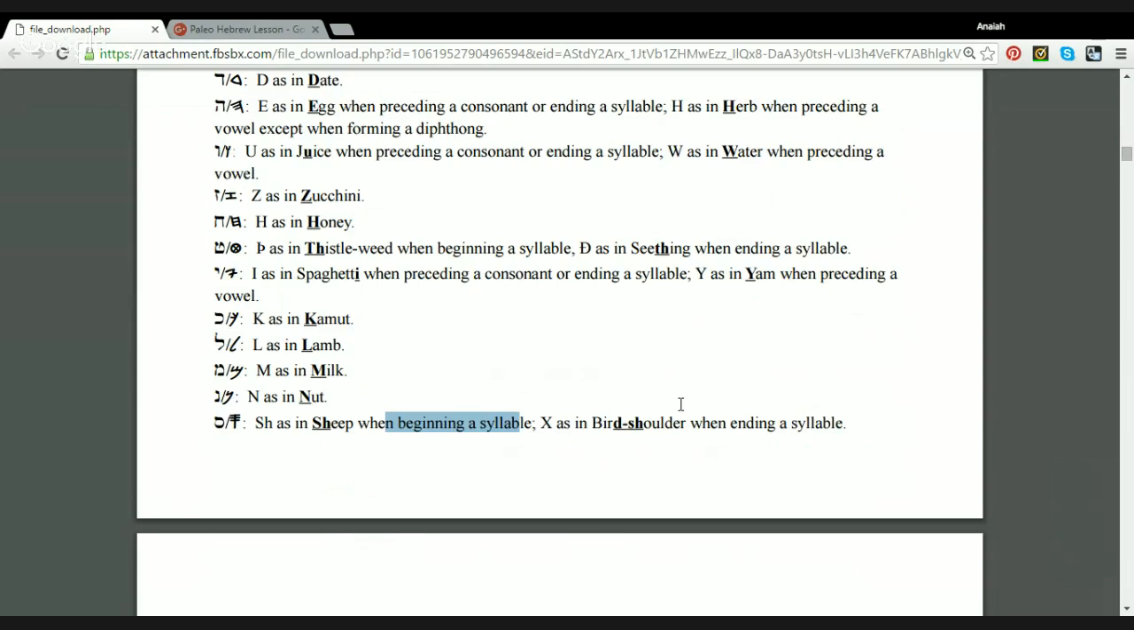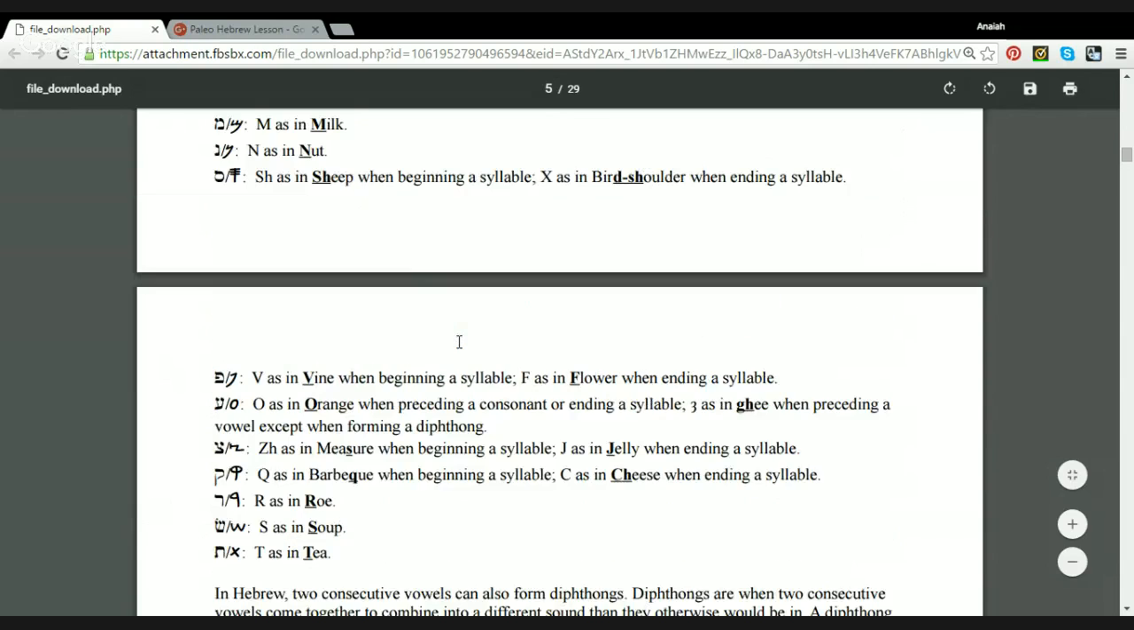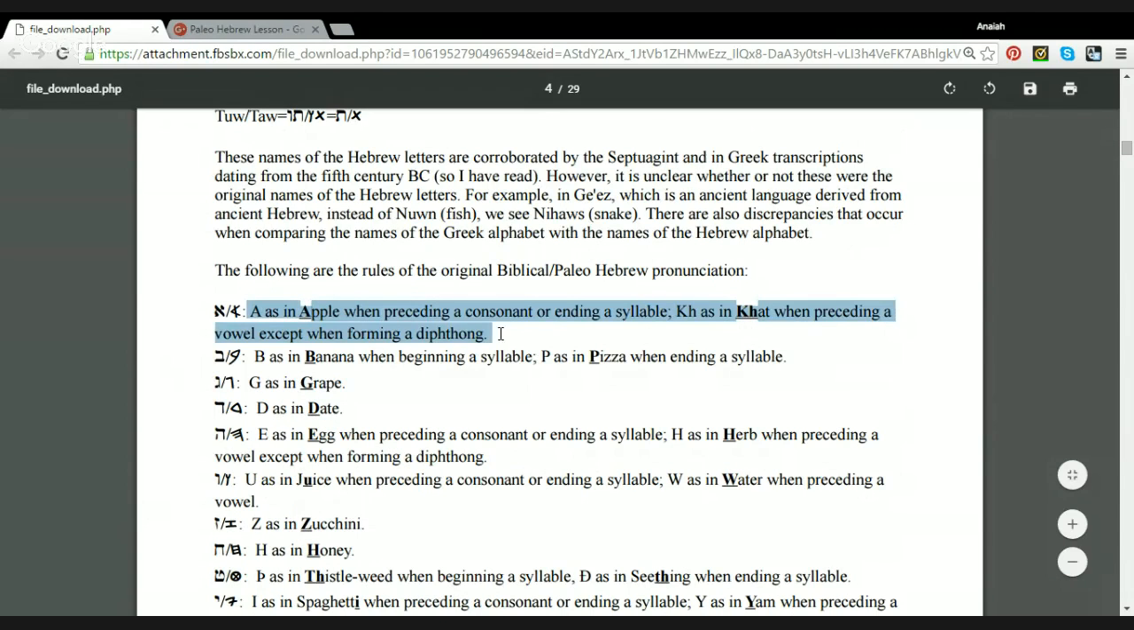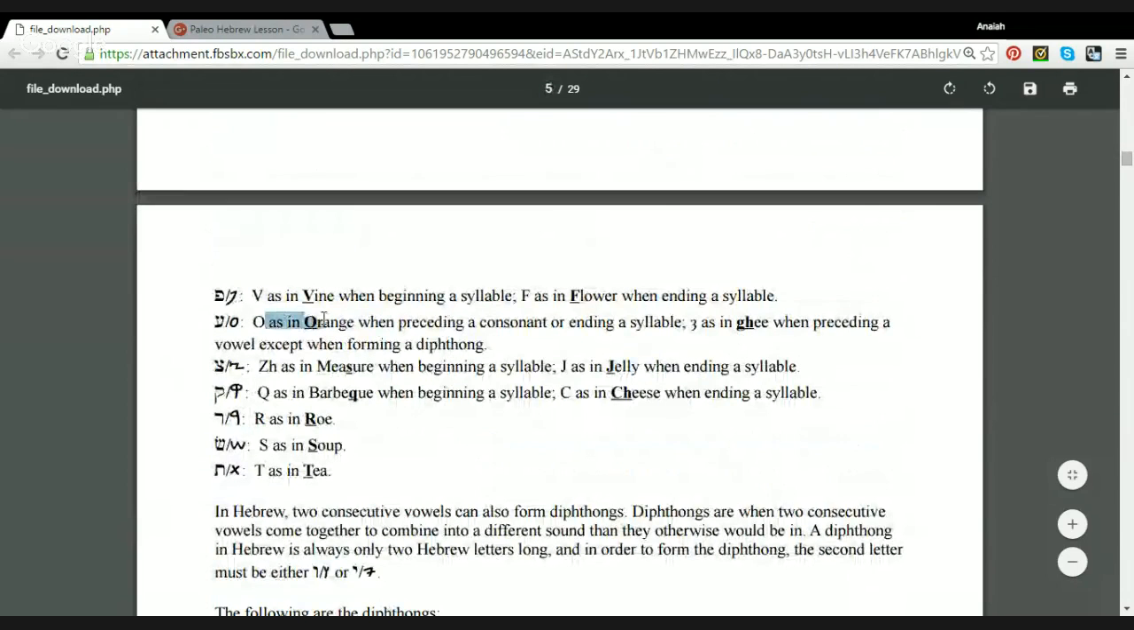Bird shoulder, bird sh. Okay, and then V as in vine when beginning a syllable, F as in flower when ending a syllable, O as in orange when preceding a consonant or ending a syllable, GH as in ye when preceding a vowel except when forming a diphthong. So that's the same thing you've got right here. Same language being used. So you see it's a harmony. I'm not randomly saying things, but it's following a pattern of classification. The three vowel letters go the same. Wa and yo, they're the same category as well.